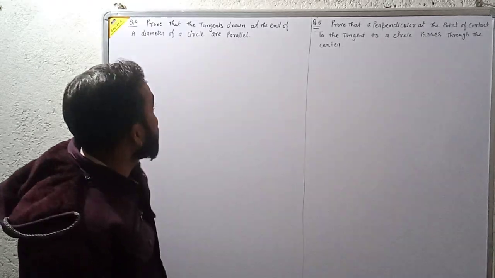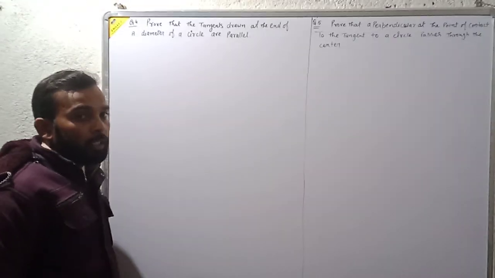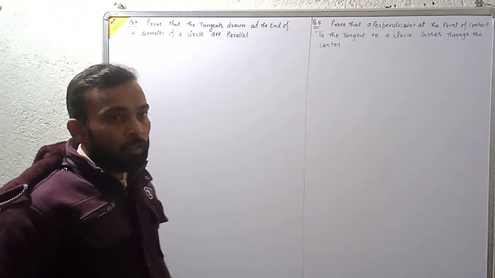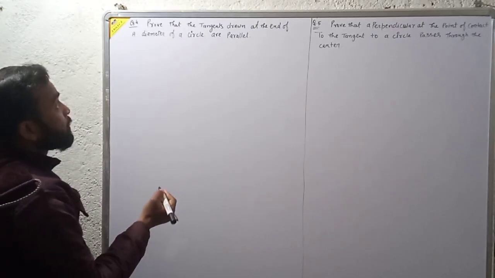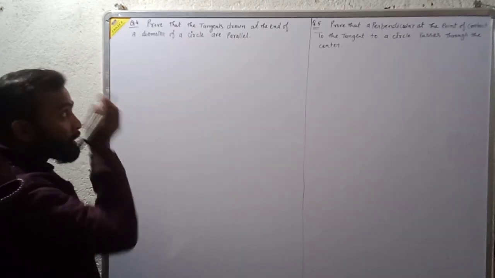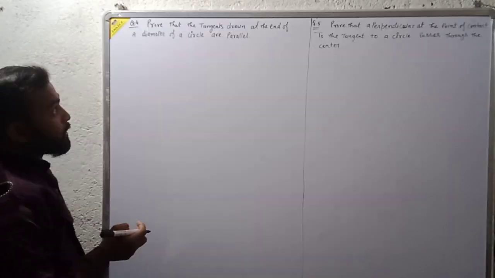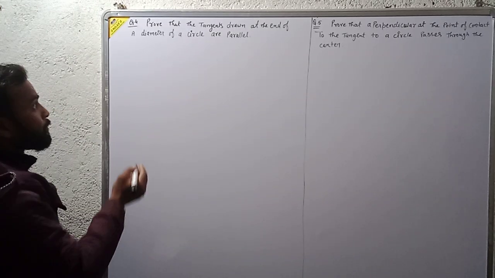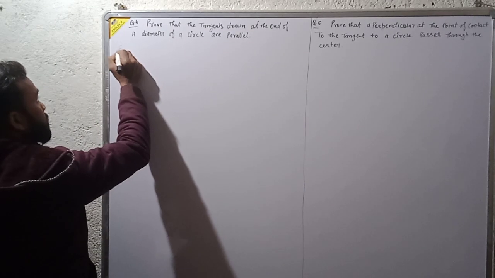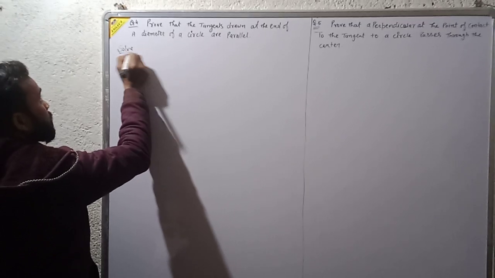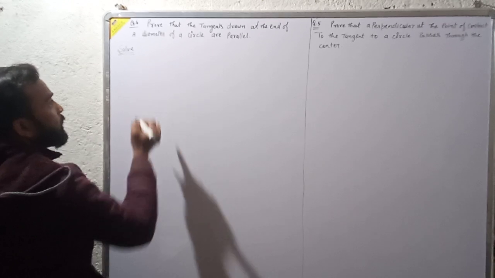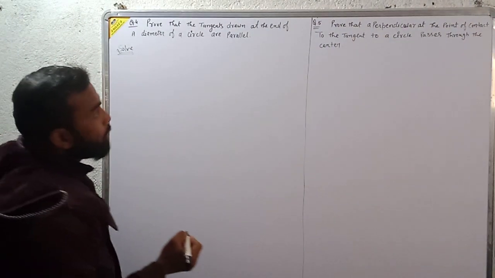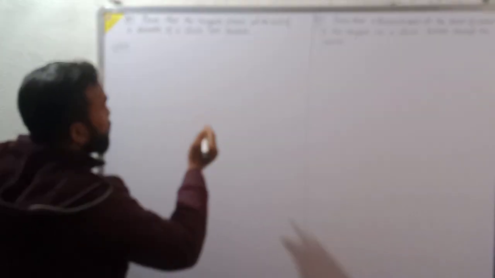Now we have to solve question number 4, exercise 10.1. The question is: prove that the tangents drawn at the end points of a diameter of a circle are parallel. Solve. First we draw a ray diagram about the given information.